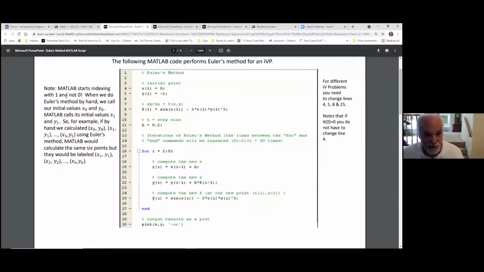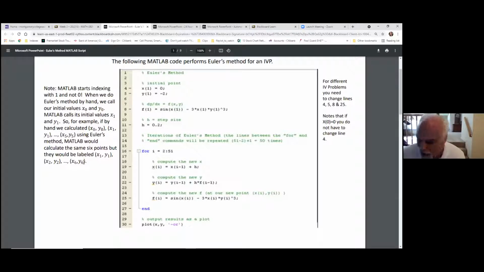So when we do Euler's method by hand, we start out with our initial values x0 and y0. But MATLAB calls the initial values x1 and y1. So for this example, if we hand calculate, we go from x0, y0, x1, y1, and so on using Euler's method. But MATLAB would calculate the same 6 points, labeled as x1, y1, x2, y2, up to x6, y6. That's the difference, because MATLAB can't deal with 0 indices.